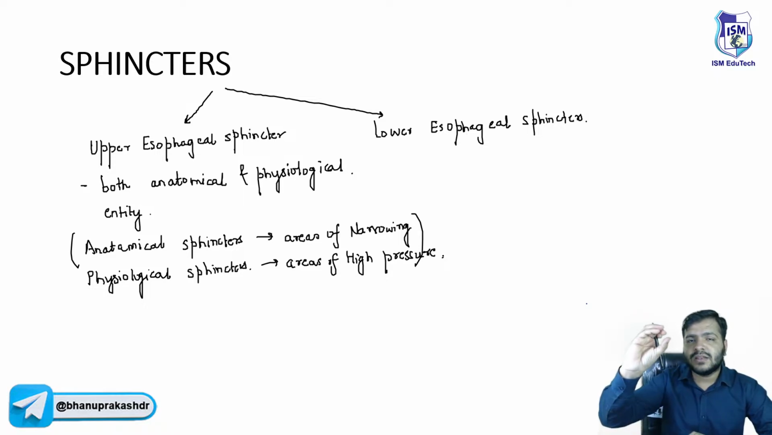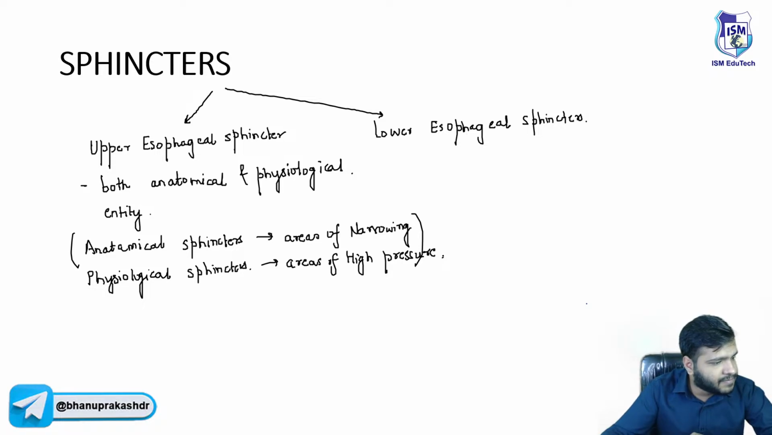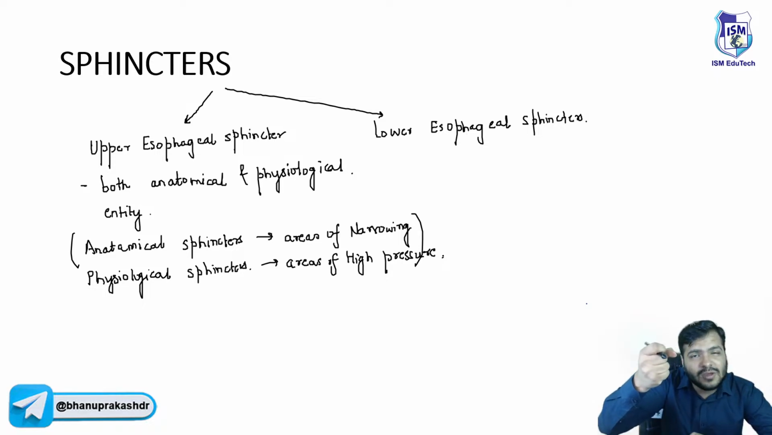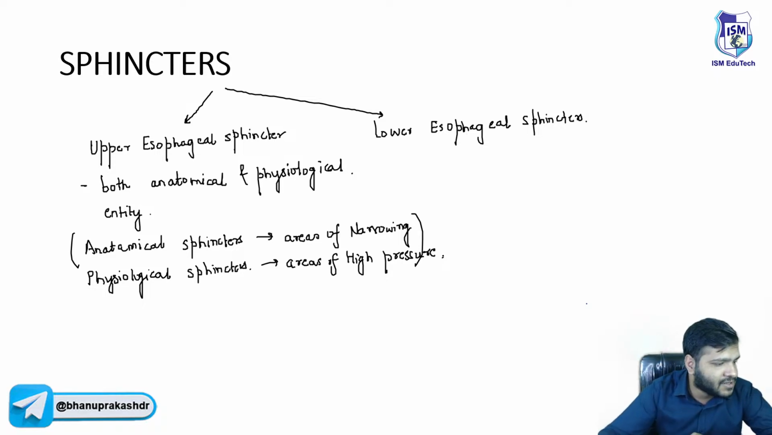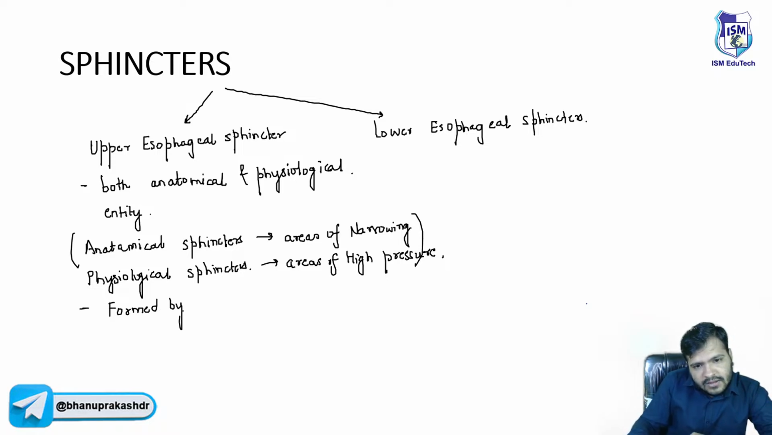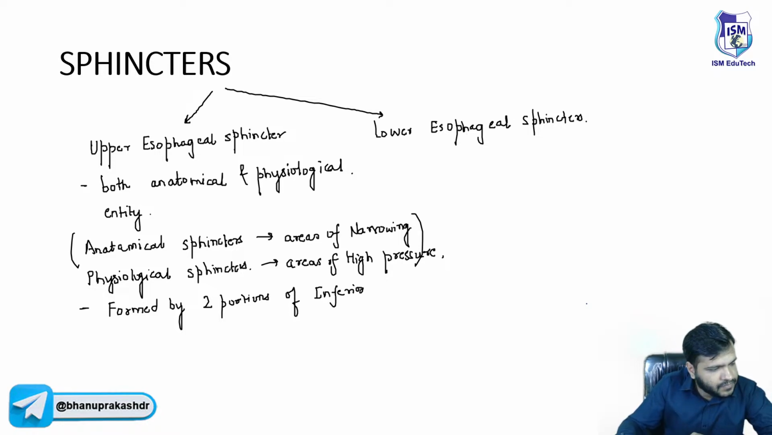So the upper esophageal sphincter will be at the top, and at the bottom will be the lower esophageal sphincter. Now, the upper esophageal sphincter is both anatomical and physiological. It is an area of narrowing and it also has high pressure, right? As Anushka rightly said, it is formed by two portions of the inferior constrictor muscle.